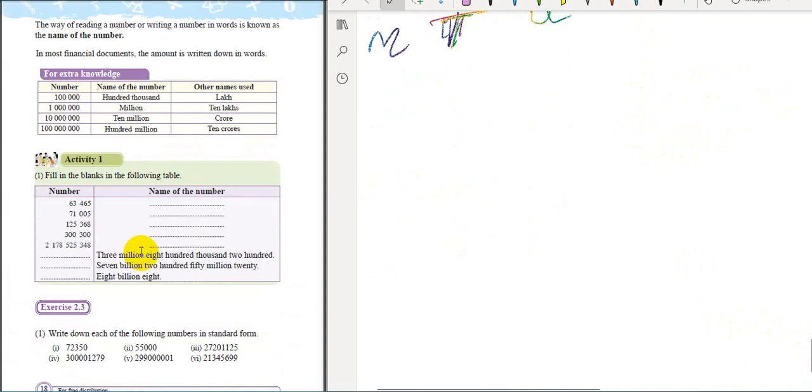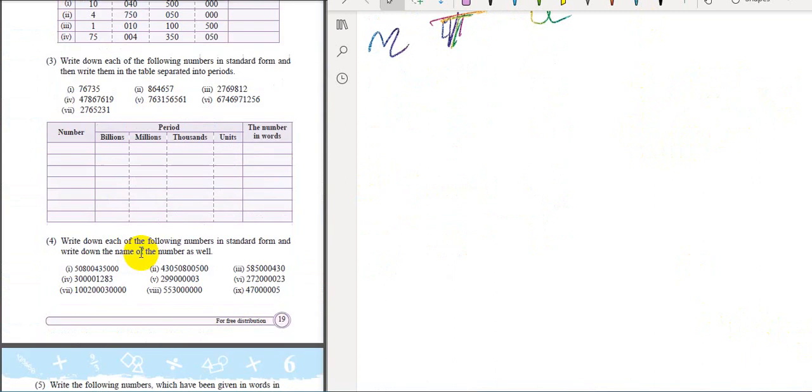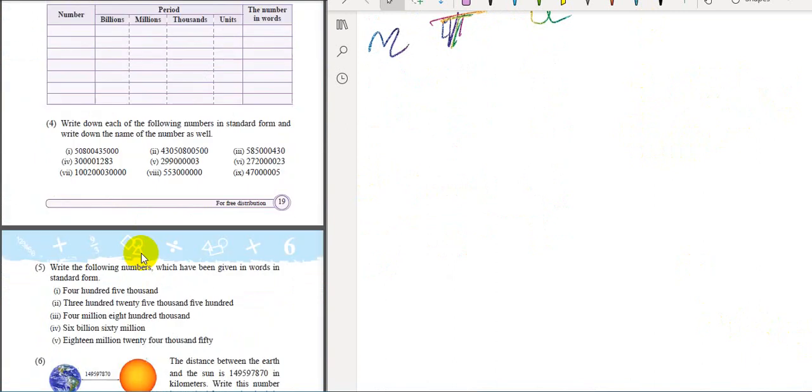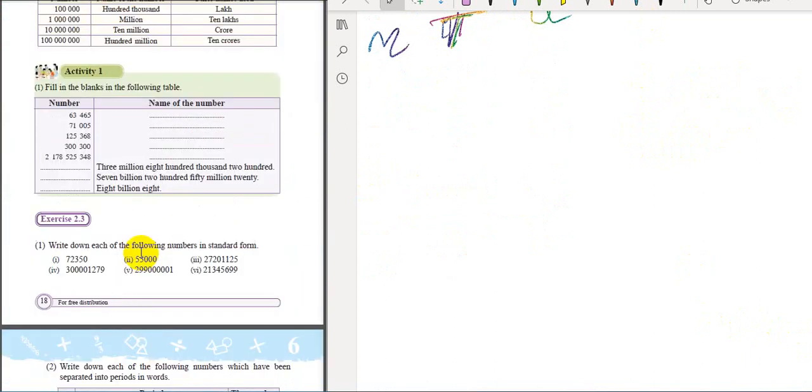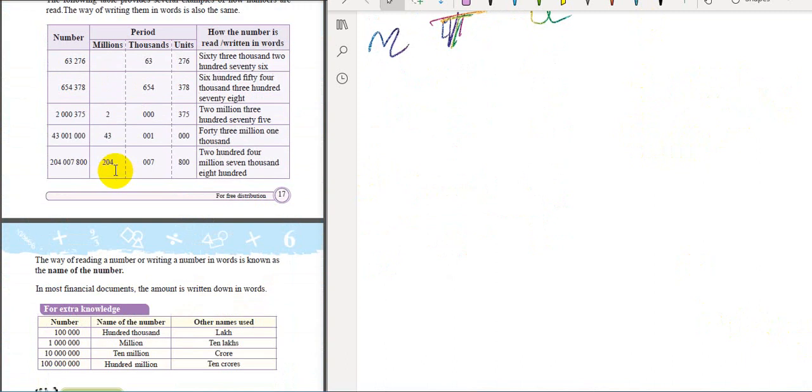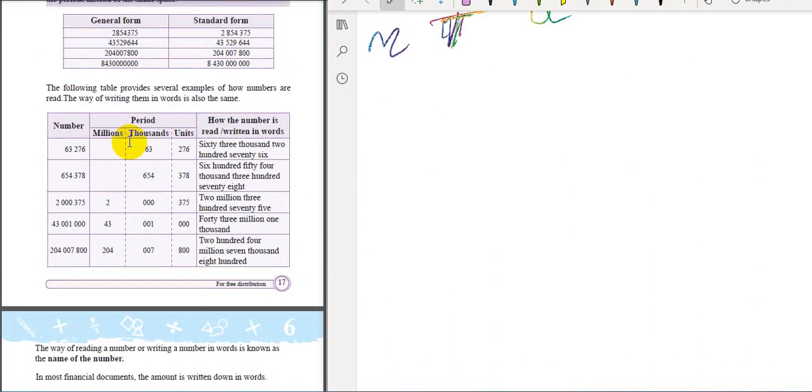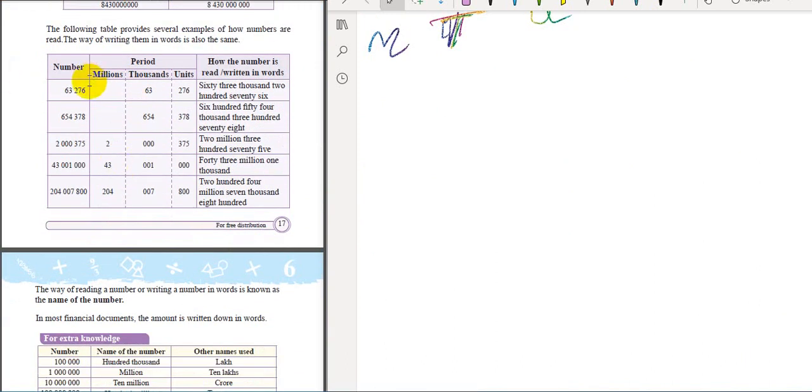We'll move to the next part. Next one is how we are going to do this one. They have given million, thousand, units, the periods. How are we going to separate this? 276 units.